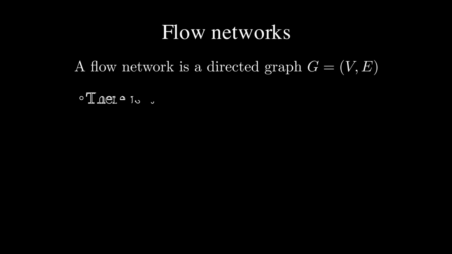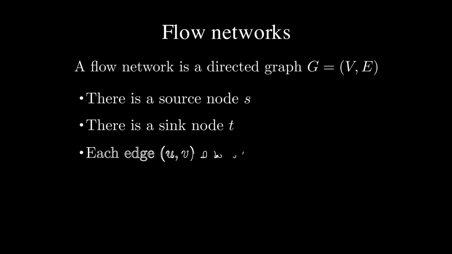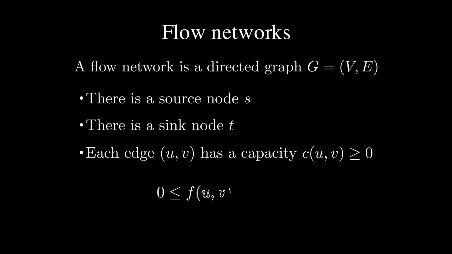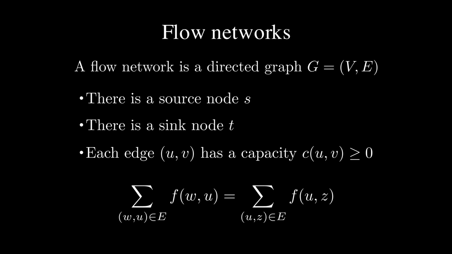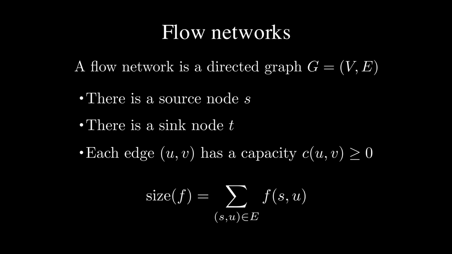A flow network is a directed graph that has a source node S and a sink node T, where each edge is assigned a non-negative capacity. The flow through each edge must be non-negative and less than or equal to the capacity of the edge. For all nodes U except S and T, the amount of flow entering U equals the amount leaving U, meaning that flow is conserved. The size of a flow is the total quantity sent from S to T, and by the conservation principle, it is equal to the quantity leaving the source S.